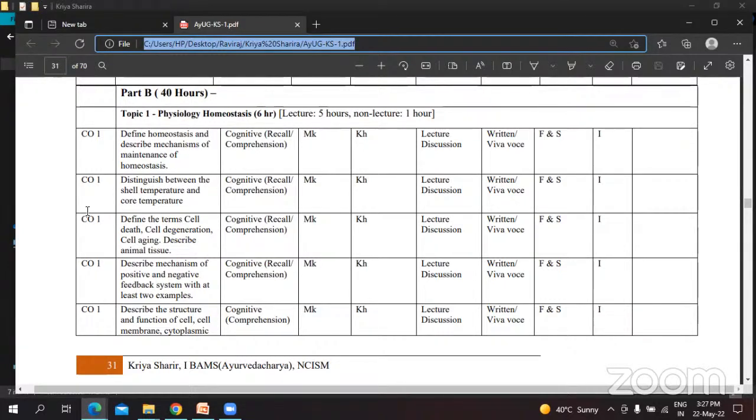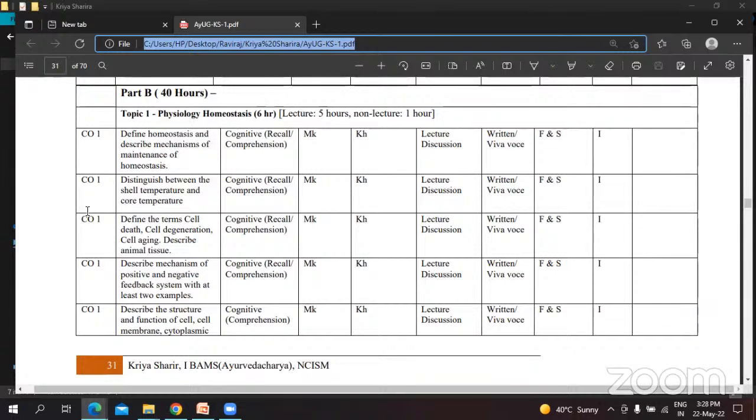You can see that this is part B of paper 1 and the topic is homeostasis, and the time over which we'll be teaching this topic is 6 hours, which will comprise 5 lectures. Out of the 6 hours, 5 lectures will be classroom based lectures and 1 lecture will be non-lecture, meaning a discussion or demonstration or group teaching, anything.